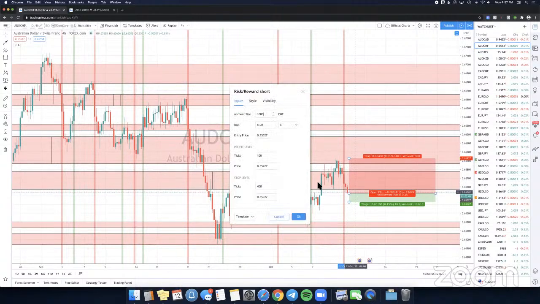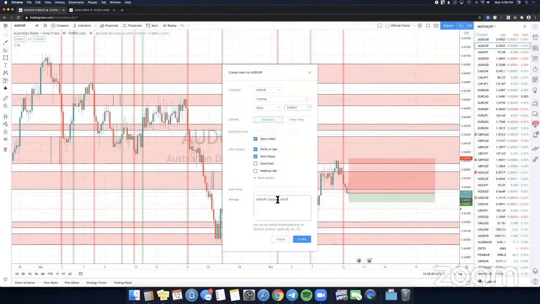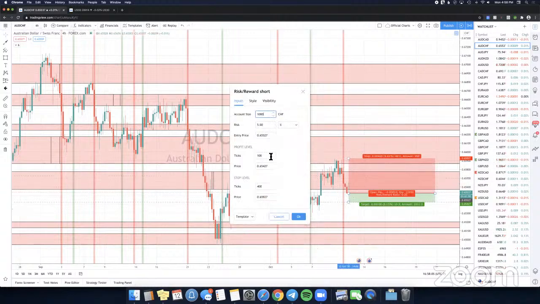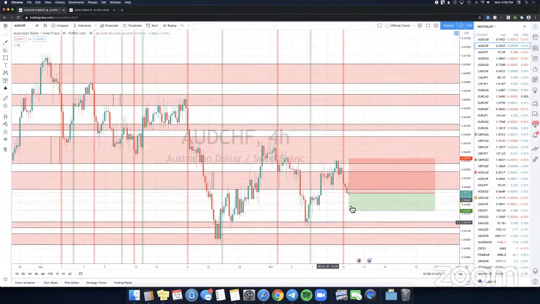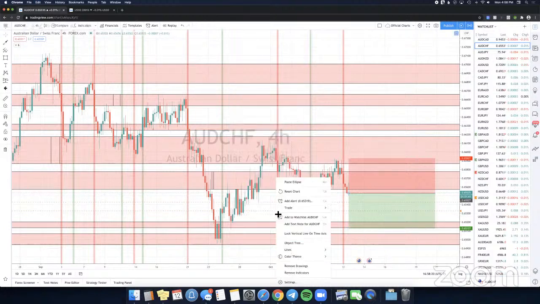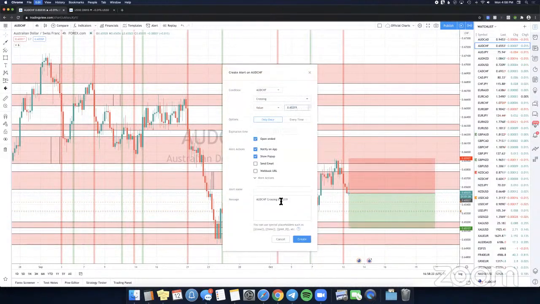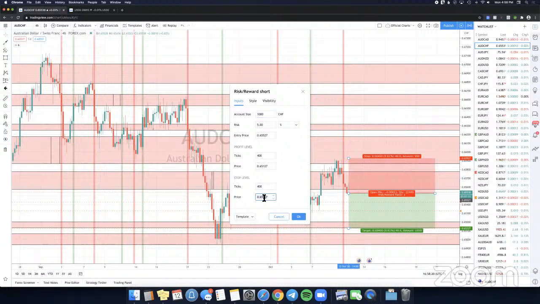So right here, we have this trade going. It's going to set up the alerts right here. TP1, 10 pips. TP2, 20 pips. And then full TP, 40. All right, guys, easy as that.